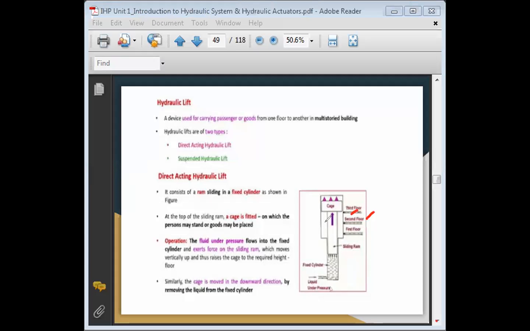It can place that. Similarly, the cage moves in the downward direction also, by removing the liquid from the fixed cylinder. That is the direct acting hydraulic lifter.